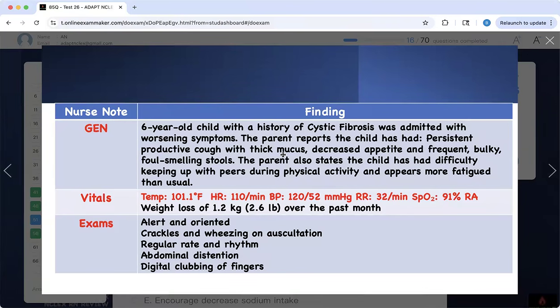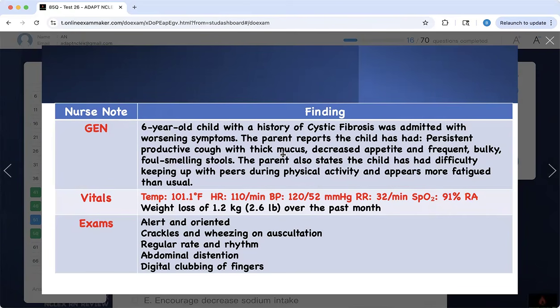The parent also states the child has difficulty keeping up with peers, because he's not that strong during physical activity and appears more fatigued than usual, an expected finding. Temperature is high, tachycardic, saturation is very low, and the respiratory rate is high. He has lost a lot of weight. He's alert and oriented. He has crackles and wheezes on auscultation because he has a lung problem. Regular rate and rhythm, fine. His abdomen is distended because he has cystic fibrosis, and there's digital clubbing of the fingers due to hypoxia. All it's telling you is exacerbation of cystic fibrosis.